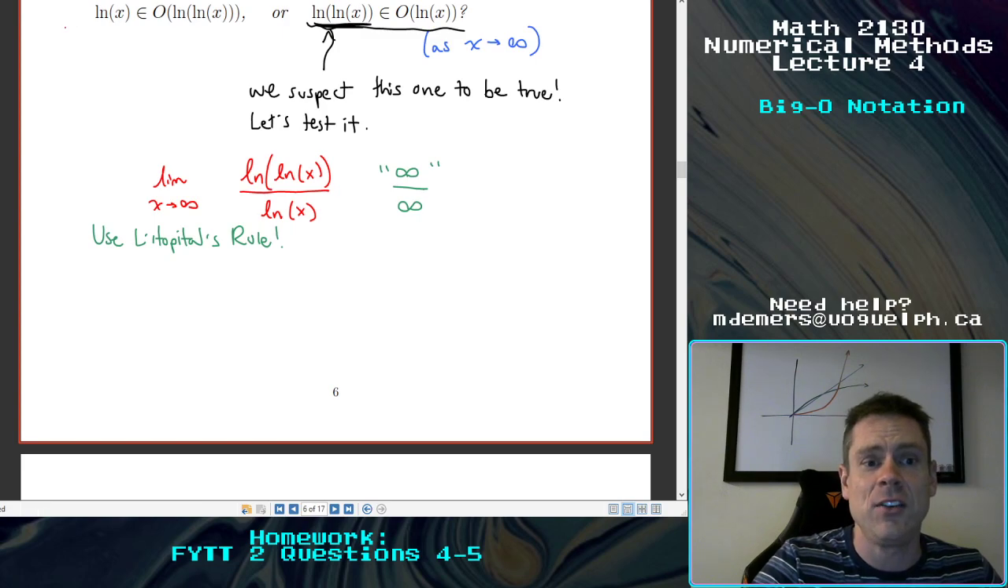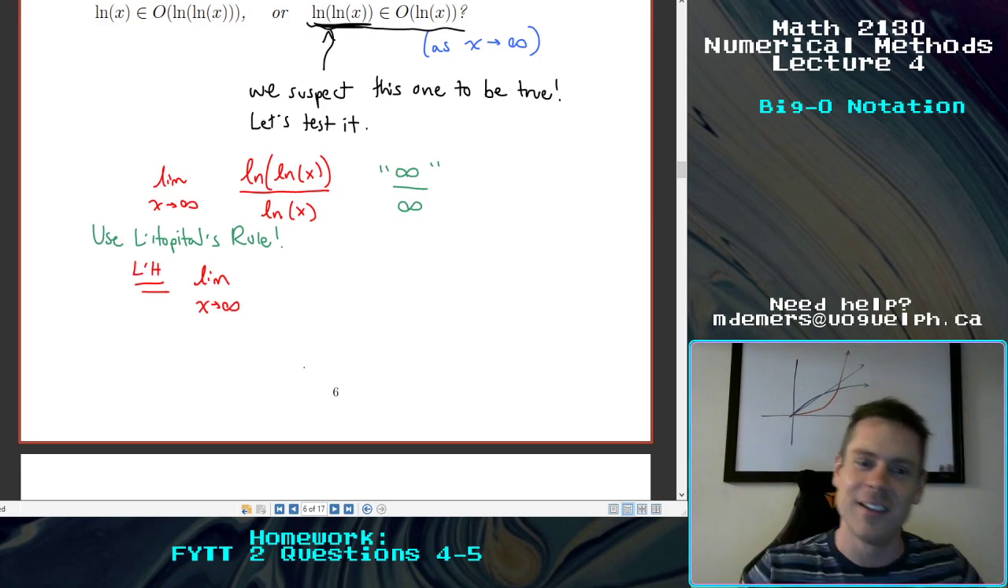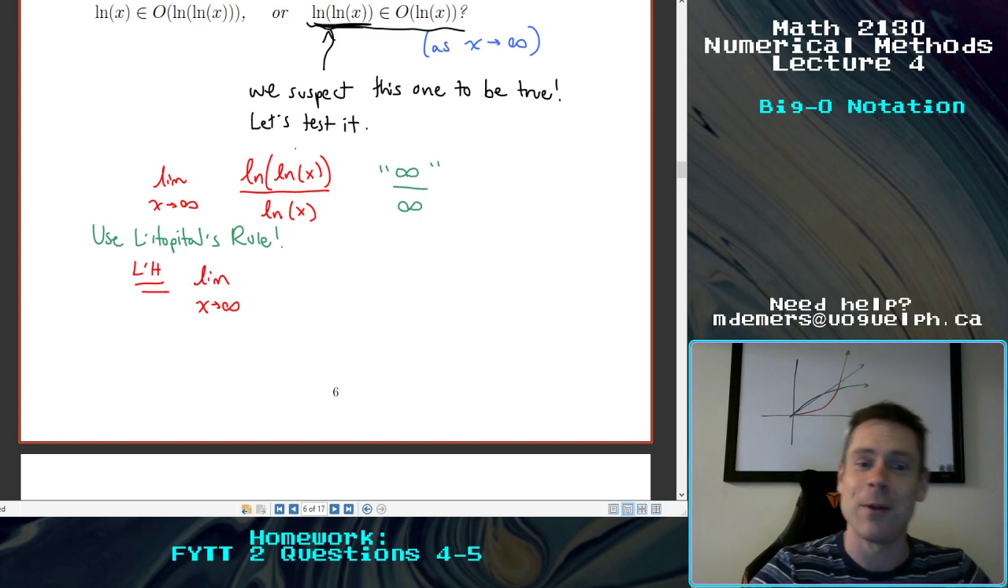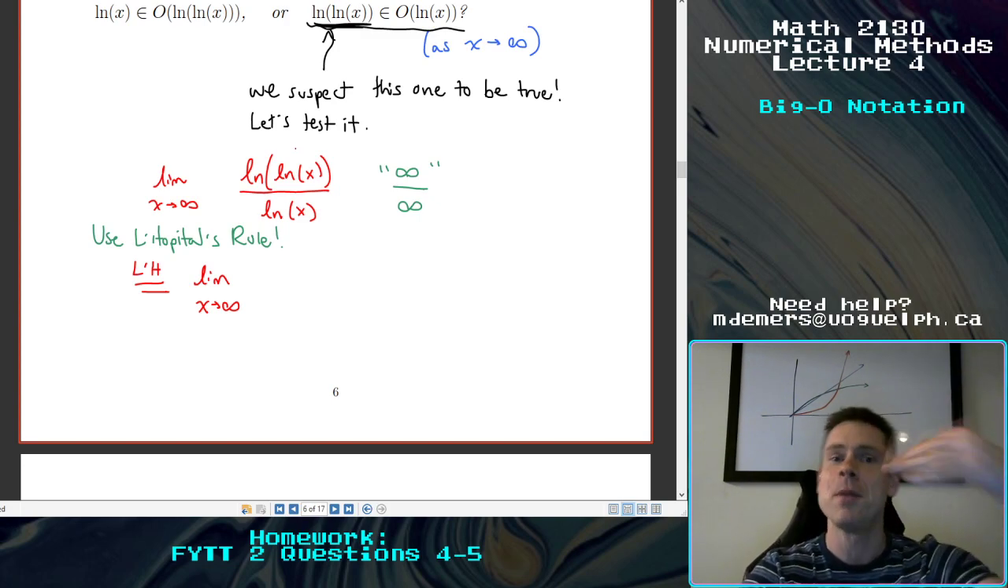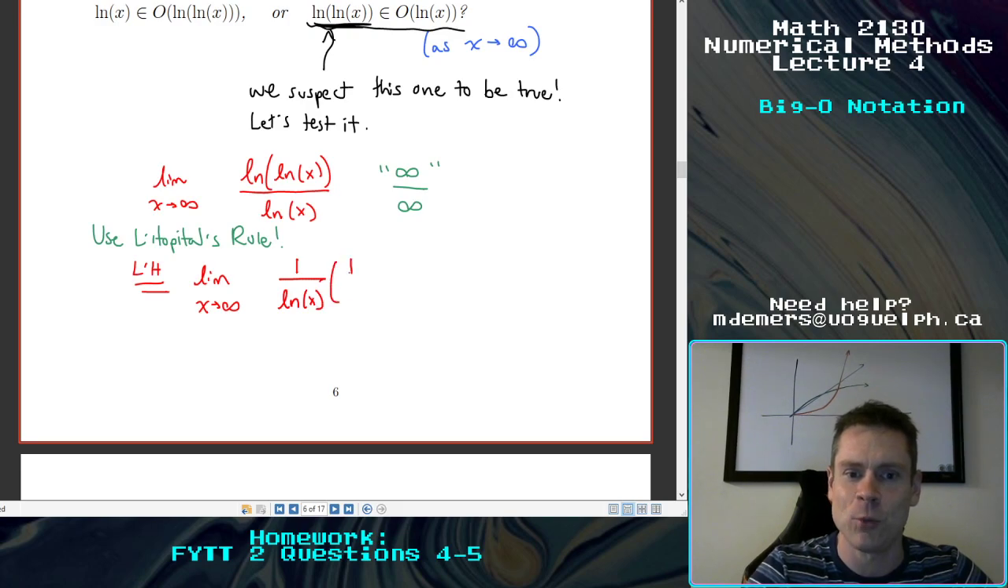So we need to use that. L apostrophe H is the little logo I use for L'Hopital's rule. My old calculus teacher used to say, "L'Hopitize it." So, you could say that if you want to. Anyway, what we're going to do is take the derivative of the top and put it over the derivative of the bottom. And if we do, we get 1 over ln of x times 1 over x.